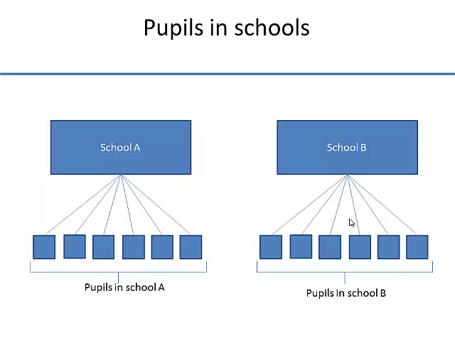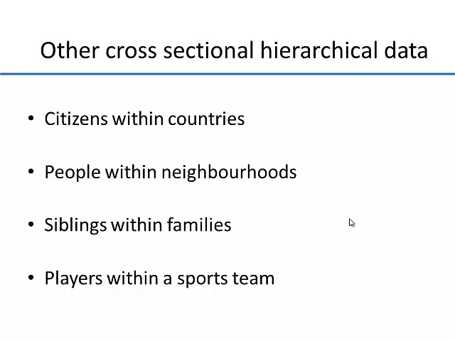And I'll refer from now on to this level of the data. So the school level data, or the big block, is called the higher level unit. You may hear this referred to as level 1 and level 2 units in multi-level modelling. Other than pupils within schools, we might also have other cross-sectional hierarchies like these: citizens within countries, people within neighbourhoods, siblings within families, players within a sports team, anything where there's a coherent higher level group for individual level data, then we will consider multi-level modelling.